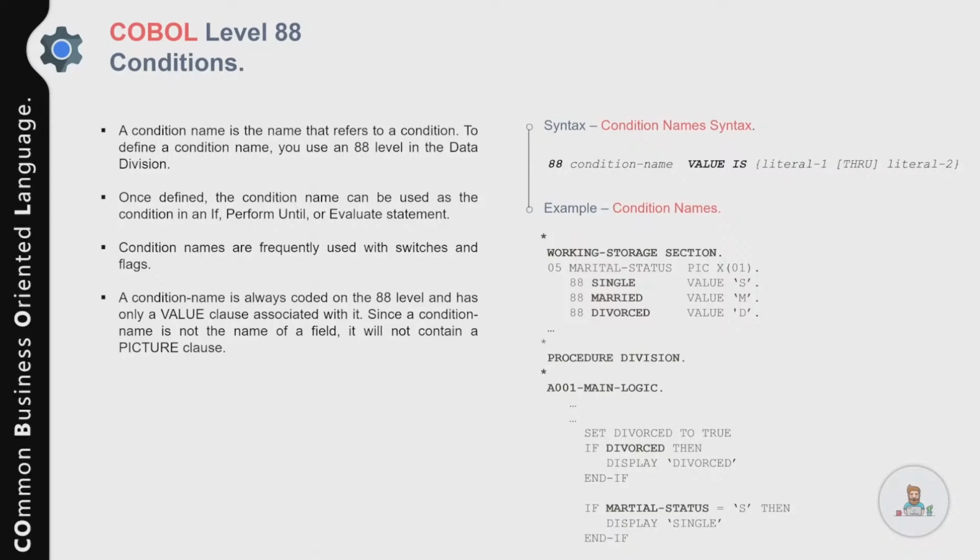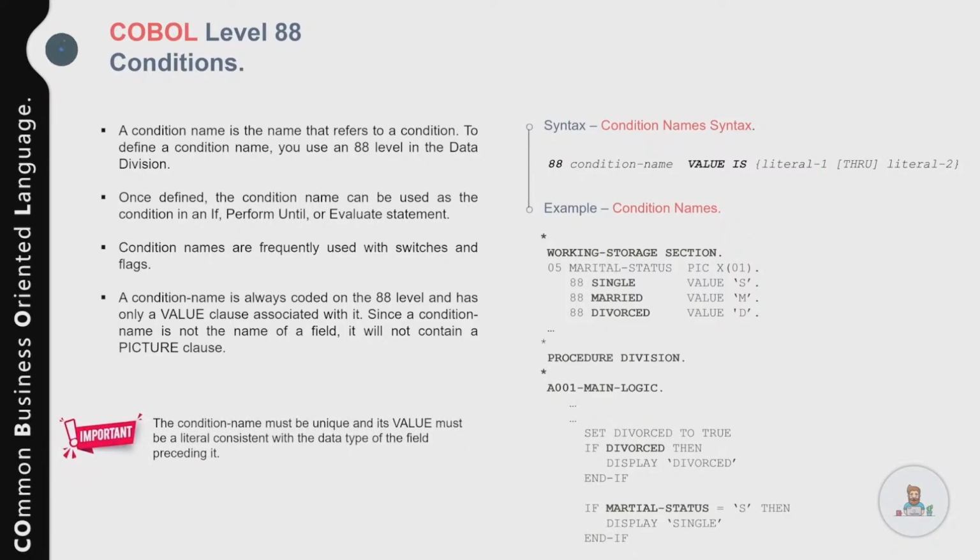If you look at the procedure division, we have a paragraph that is A001-MAIN-LOGIC. In the first condition, in order to print divorce as a message, we have used the condition name divorce: IF DIVORCE, then DISPLAY the message divorce, END-IF. And if you don't want to use level 88 conditions, then you can directly use the variable, that is, if marital status equals S, then display single. So this is how you can use level 88 conditions in your COBOL program.